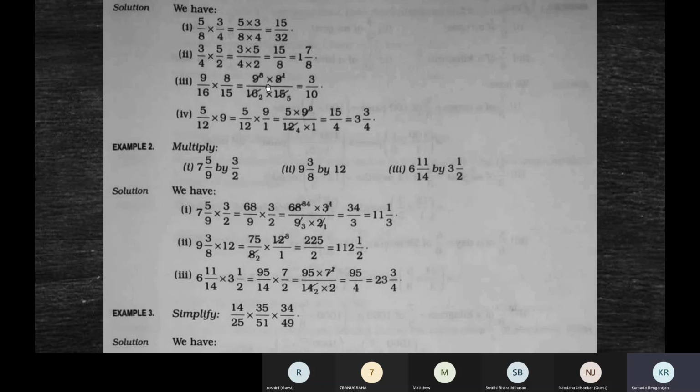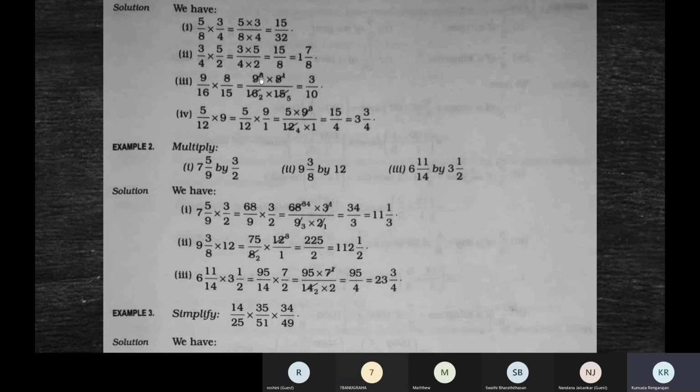Then take up 8 and 16. Both of them come in the tables of 8. So what is 8 divided by 8? 1. We're using the tables of 8. So 8 divided by 8 is 1, and 16 divided by 8 is 2. Like this, you should slash out the numbers and write the answers like this.